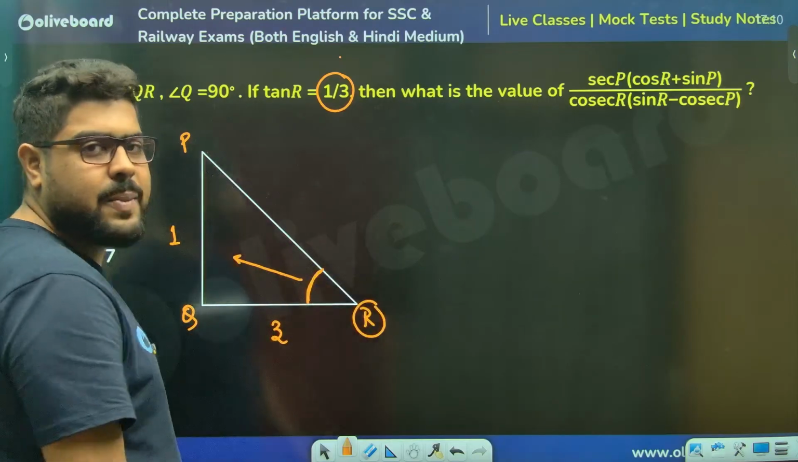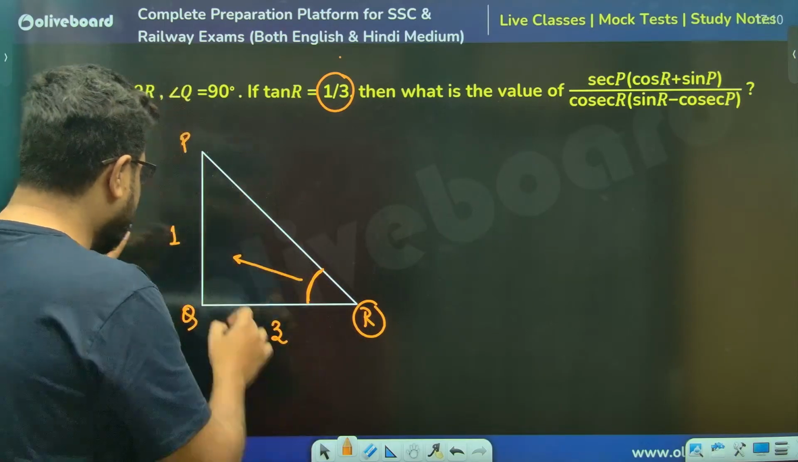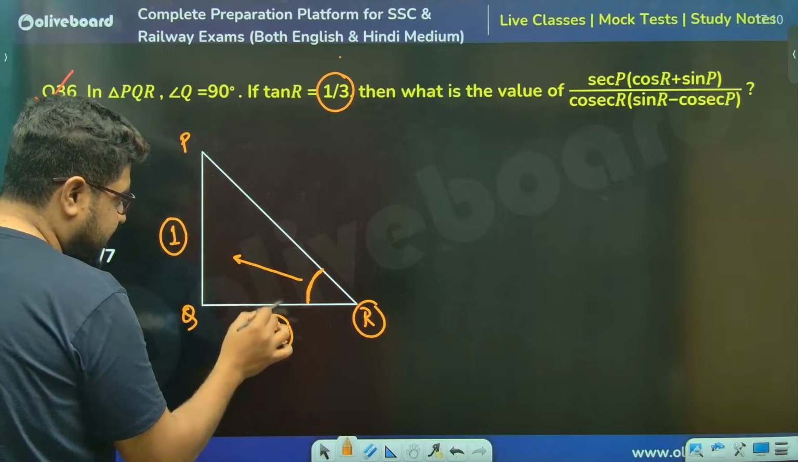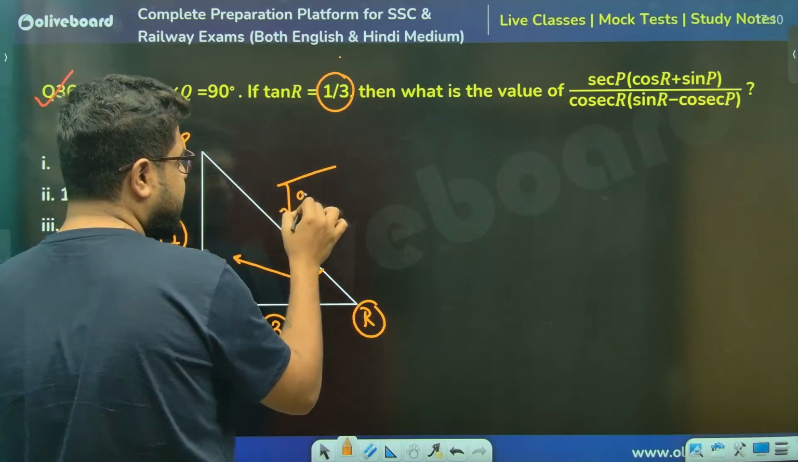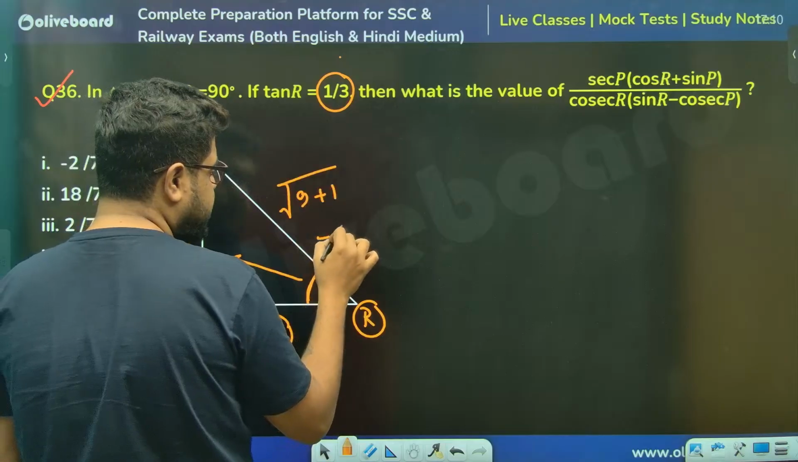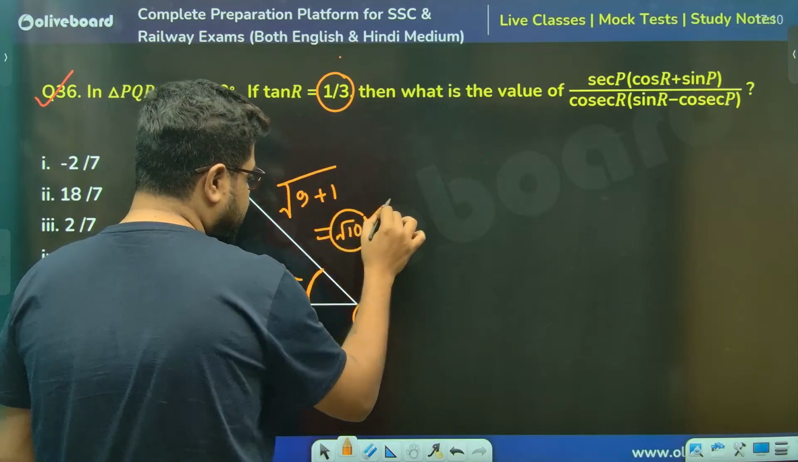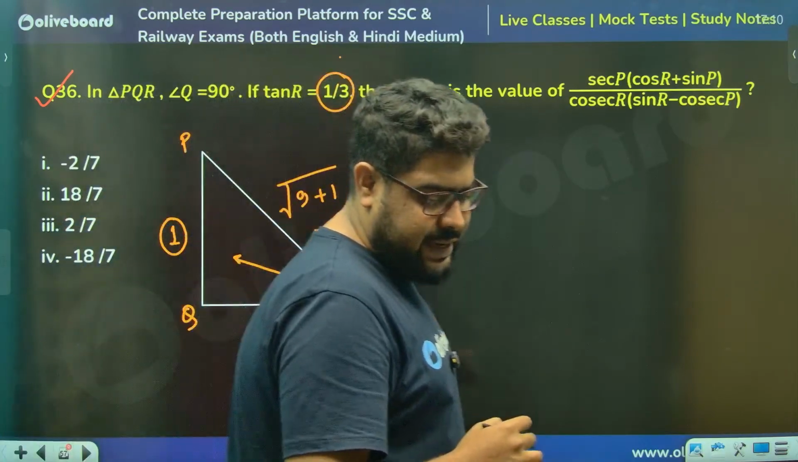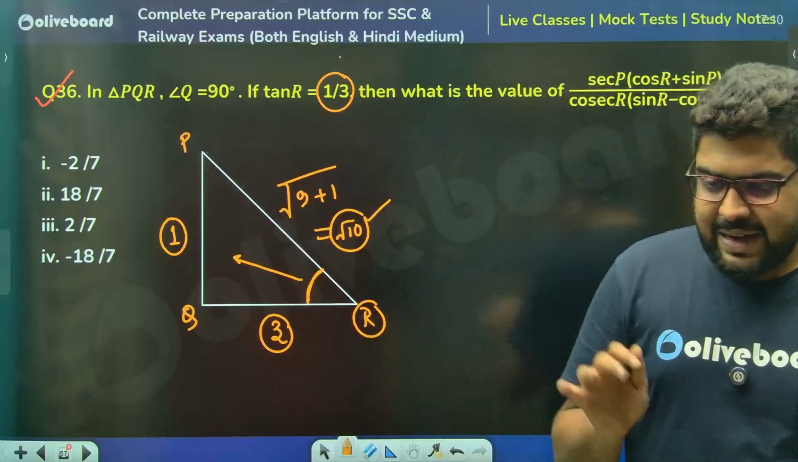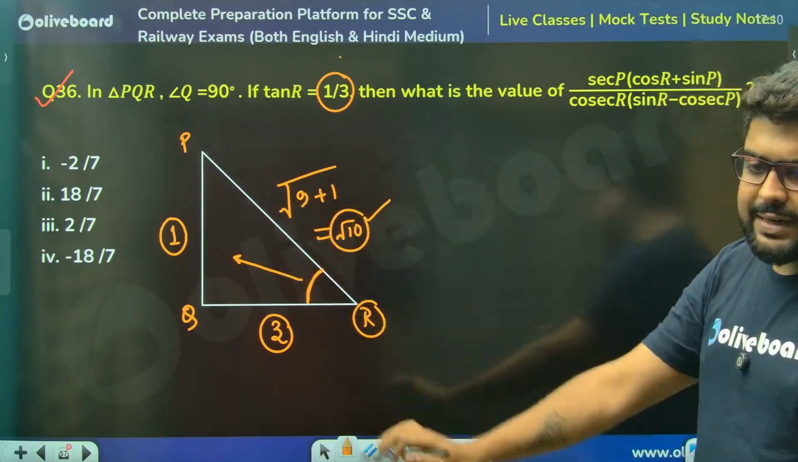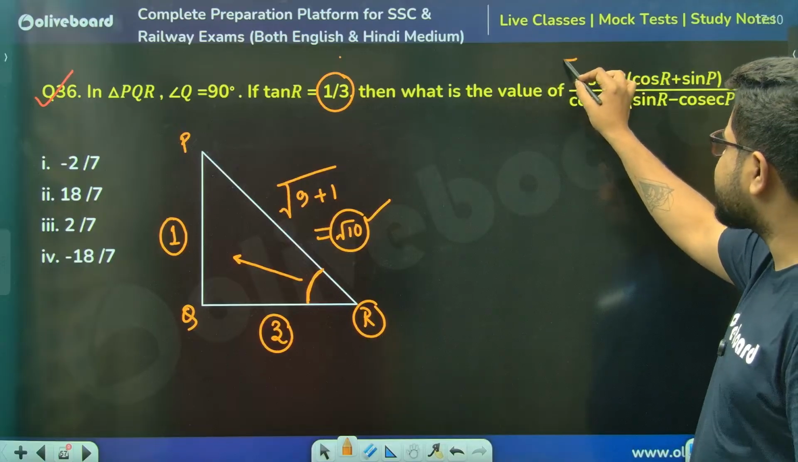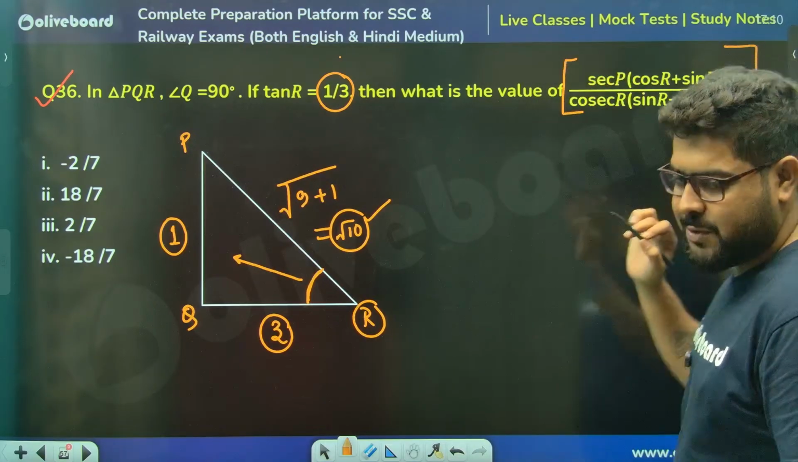Once I know two sides of a triangle, the third side will be the root over of this square plus this square. So 9 plus 1, that is root over of 10. This is your third side. So I know all three sides. Now any ratio they ask, it's not very difficult to figure out.